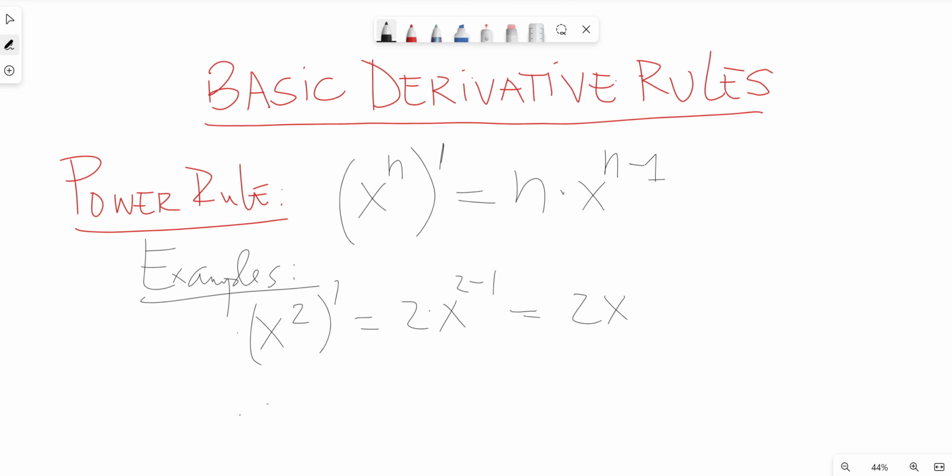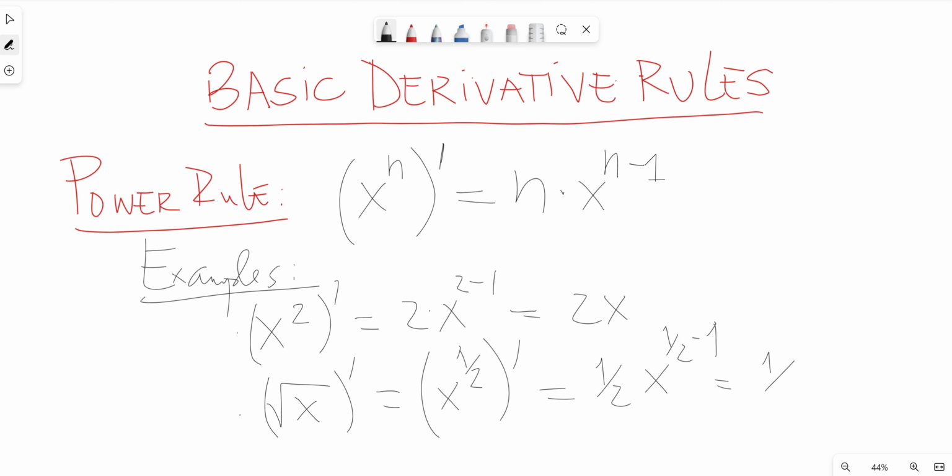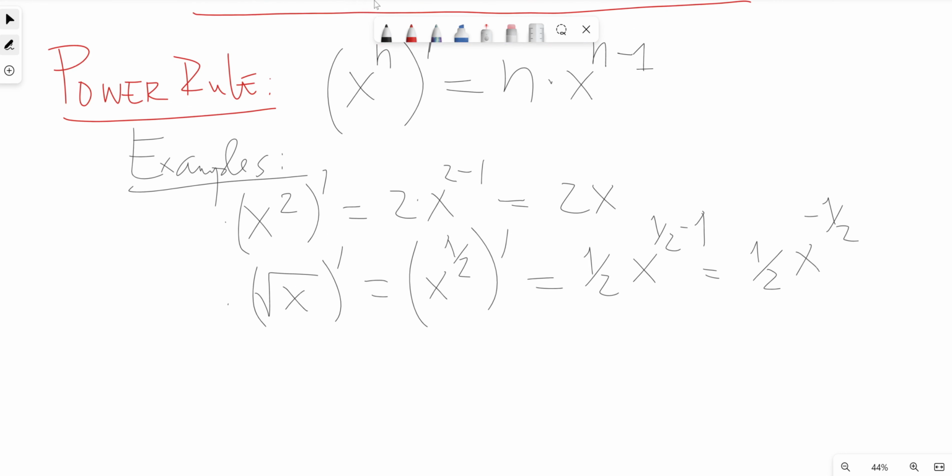Let's say I need the derivative of square root x. Well, I could transform square root x from the root form into the power form, for which the exponent is 1/2. And then I can apply the power rule to my exponent 1/2. So that gives me 1/2 x to the power negative 1/2. So the power rule also works if your exponent happens to be negative.